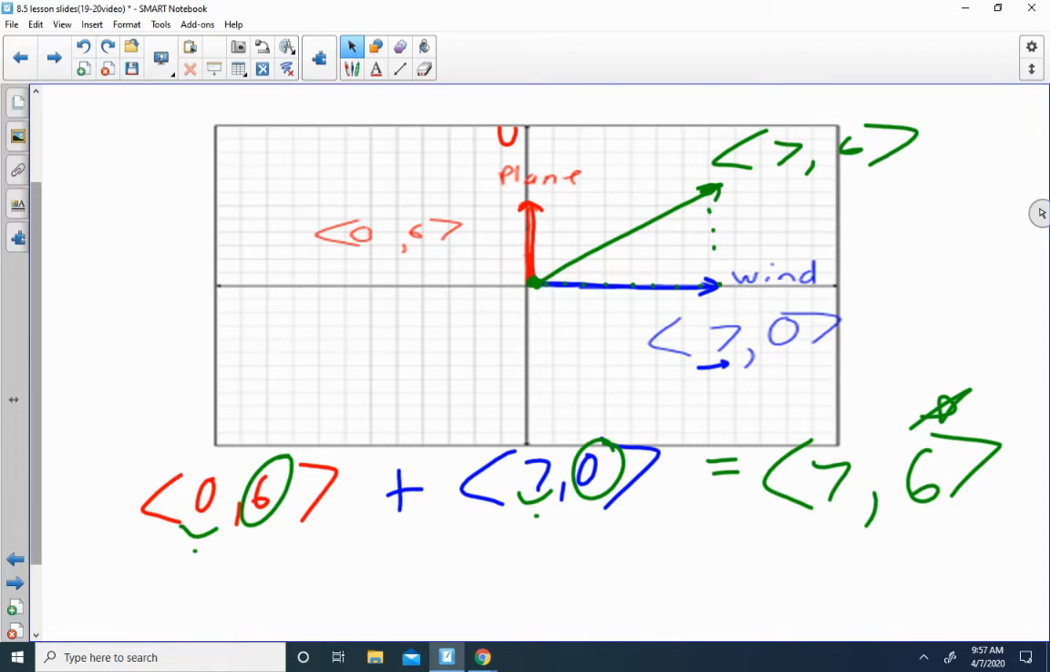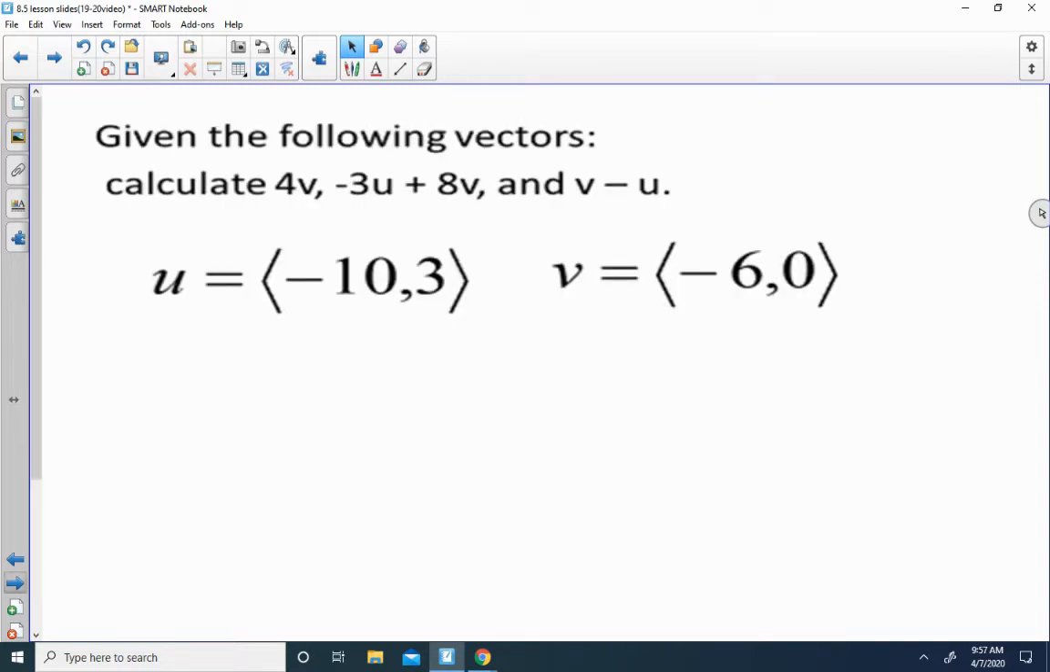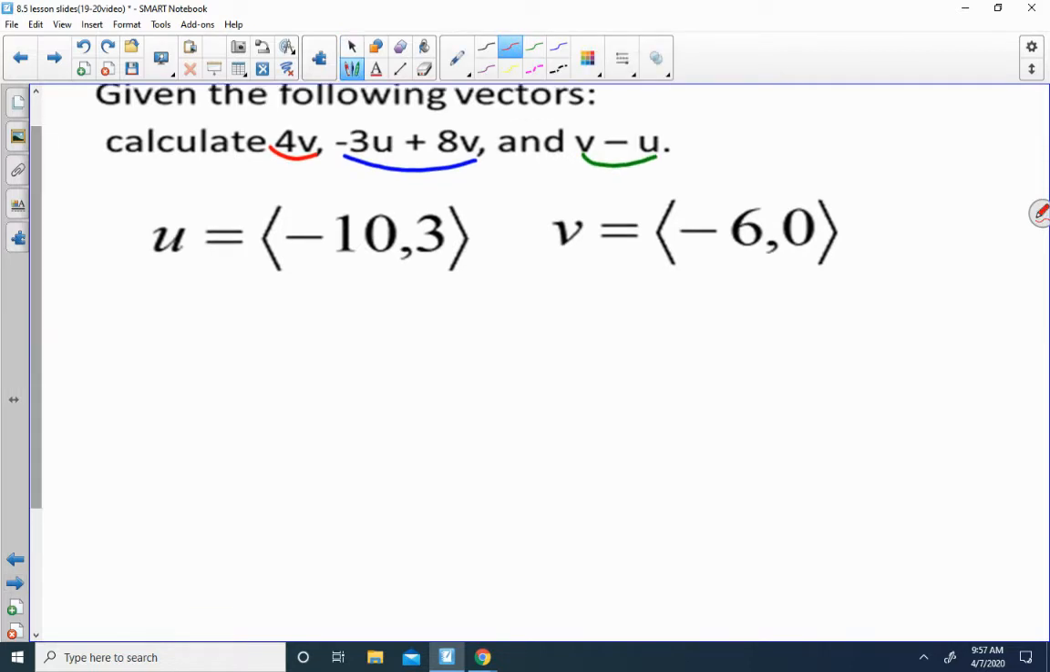So now, let's just practice some other examples similar to this. And just so you know, there's actually going to be some multiplication involved too. So let's say I have these two vectors, u and v, and I want to calculate 3 things. I want to calculate 4 times v, then negative 3u plus 8v, and then v minus u. I'm going to go ahead and do 4v first. So I'm going to do 4 times vector v.